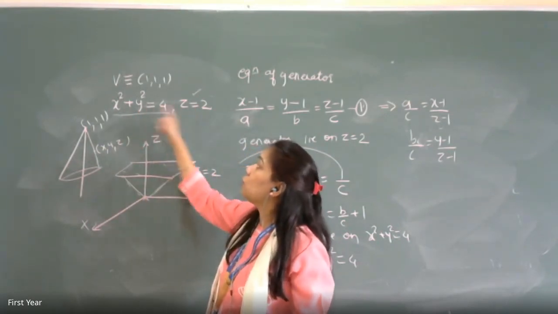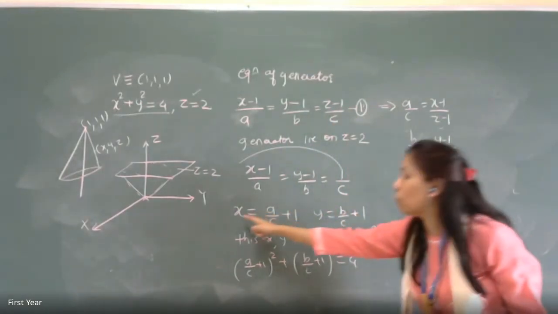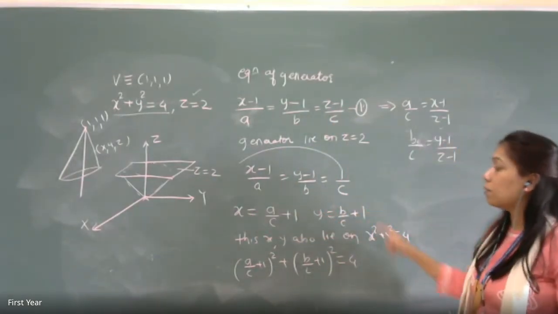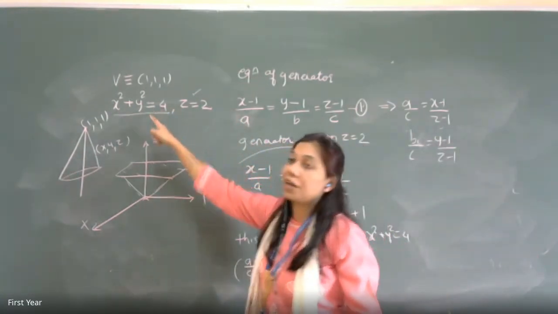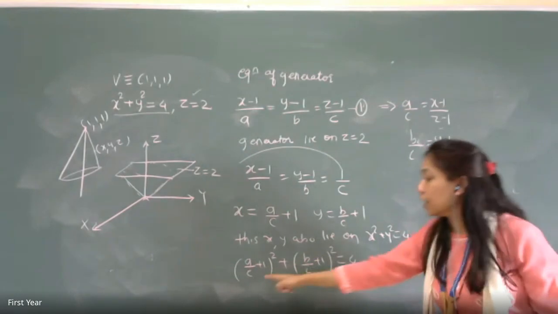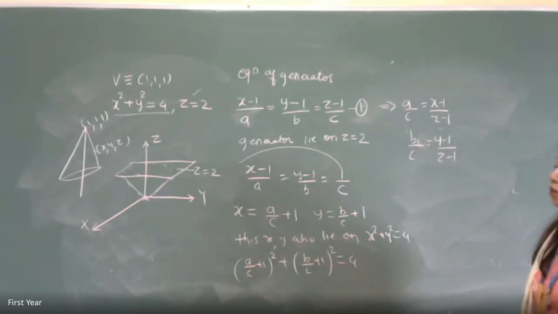So it should satisfy these two equations. Put z equal to 2, you will get this equation which gives you the values of x and y in terms of A, B, C. X, y satisfy this equation also because it's the guiding curve. So I substituted x, y in that equation and got an equation which is (A by C plus 1) the whole square plus (B by C plus 1) the whole square.